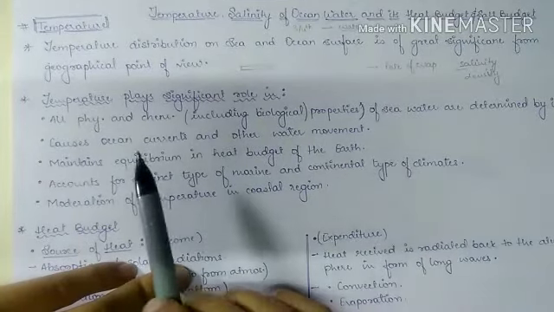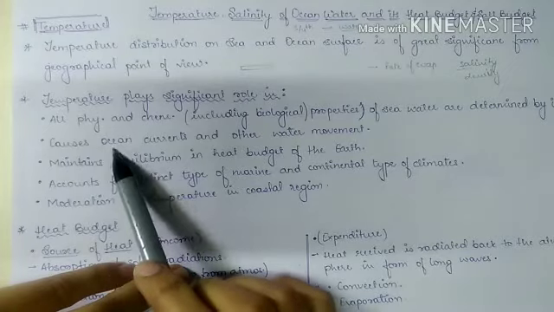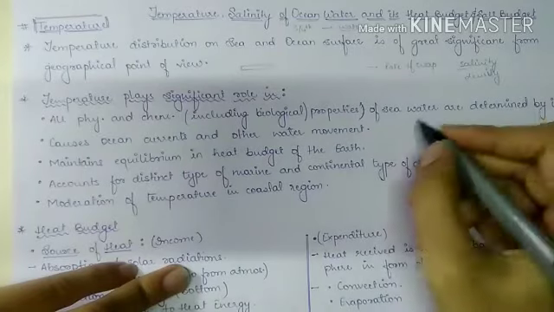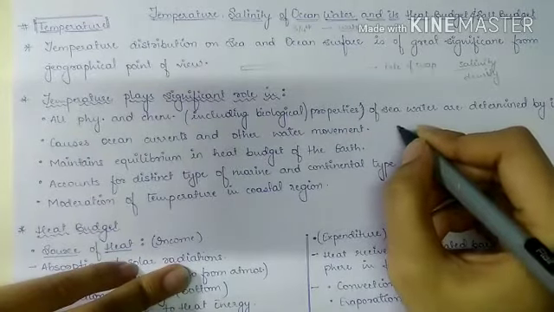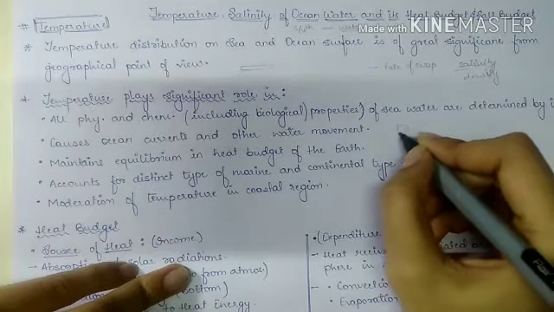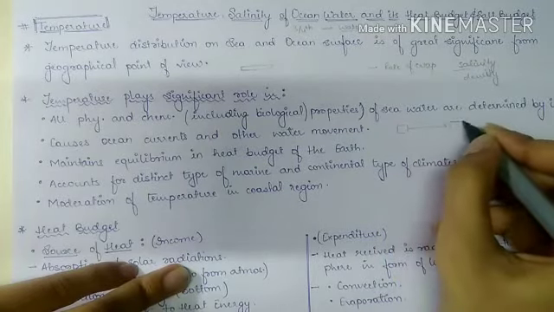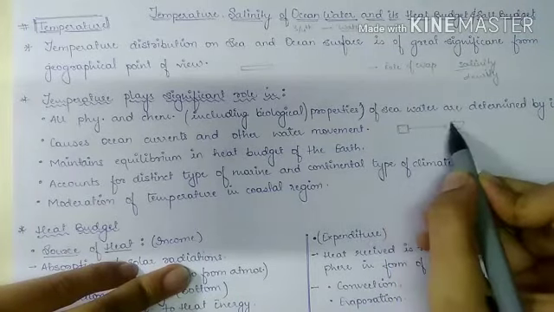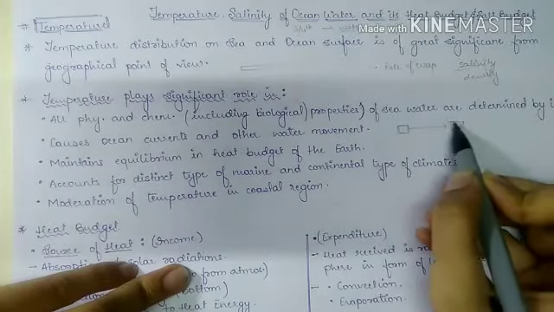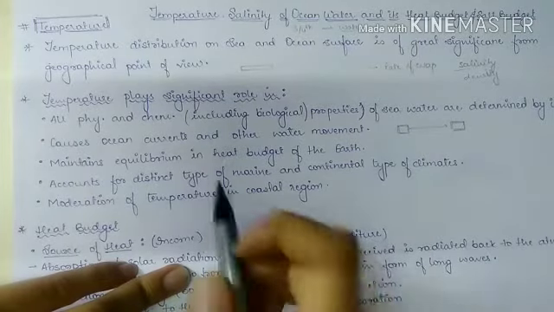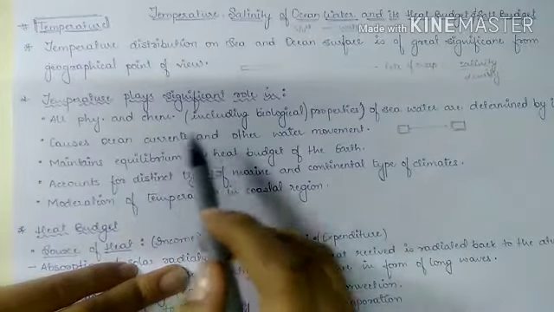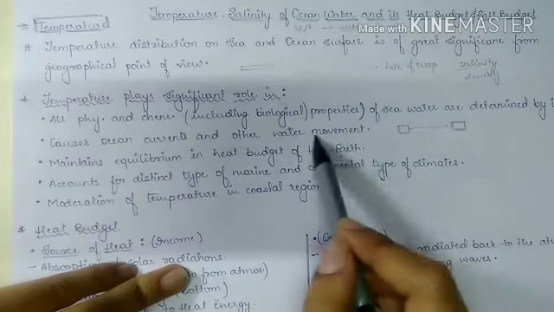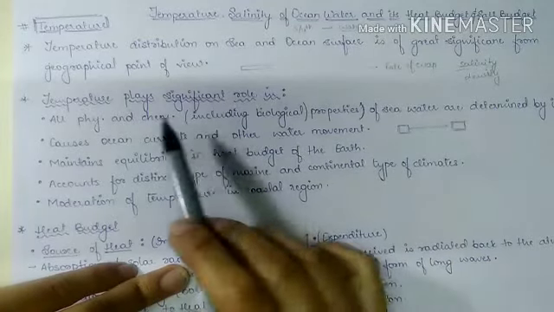Next we have that it causes oceanic currents and other water movement. See, we all know that oceanic currents are formed due to the temperature gradient that is formed between the surfaces. So the oceanic currents and other water movements like waves and drifts are all formed due to one factor for their formation, which is temperature.